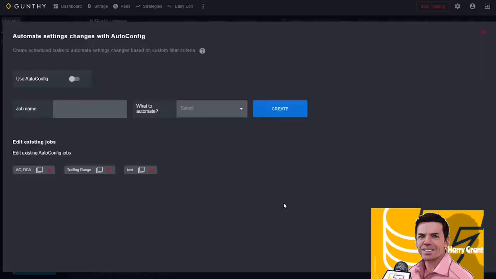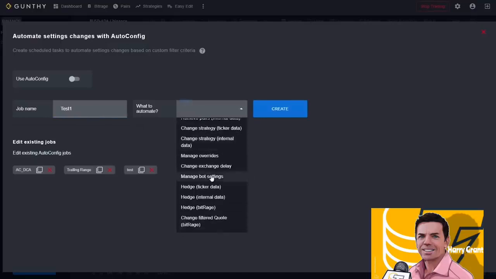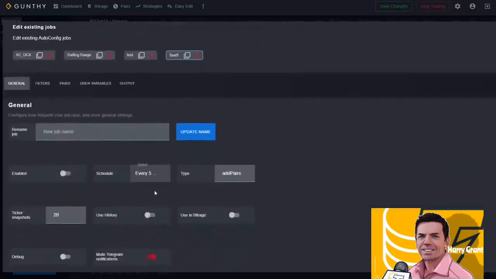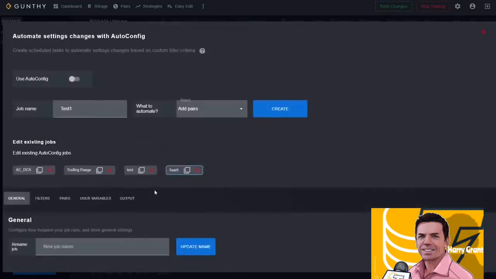Next, what I want to show you, this is probably one of my favorite features, is the new auto config method. So let's create an auto config method called test1. And I want to automate adding pairs. So let's create this. And now what AutoConfig allows you to do is make adjustments to your strategy, to your pairs, while the bot is running.